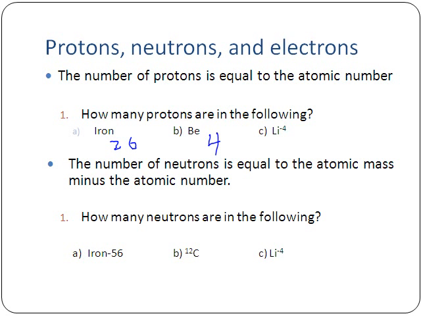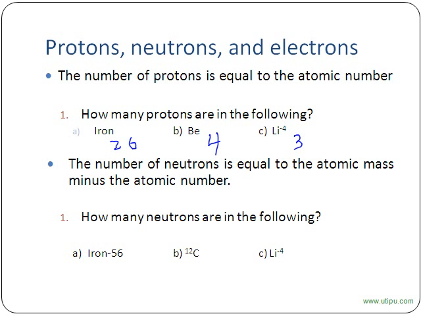Lithium, it says lithium-4. We'll talk about what that 4 means in just a second, but for right now, does that affect what the atomic number is? Lithium has an atomic number of 3. The 4 doesn't affect it, so it's just 3. So protons are always the easy one to get. You just look at the atomic number and that's the number of protons, period.